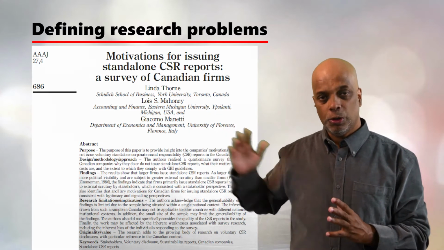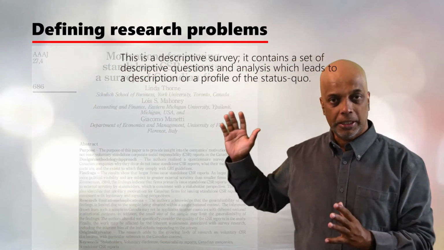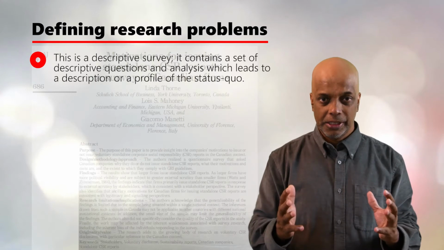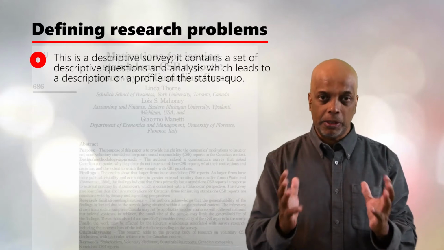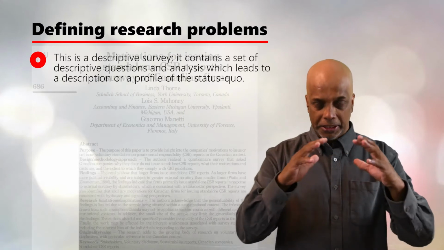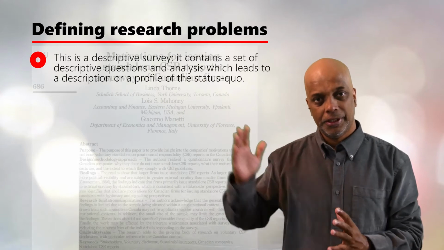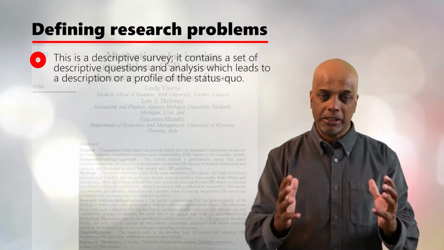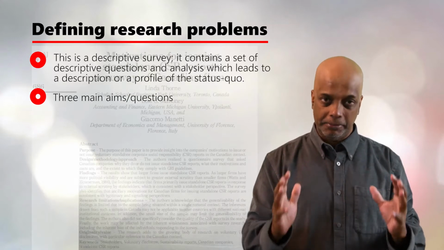If you go through the research aims or the research questions, you will understand this particular paper is a descriptive survey. That is because these authors ask what type of questions, or the descriptive questions, and they carry out a descriptive analysis, and they describe or profile the status quo. Now in this paper, Linda and her colleagues basically ask three questions, or they set three main aims.